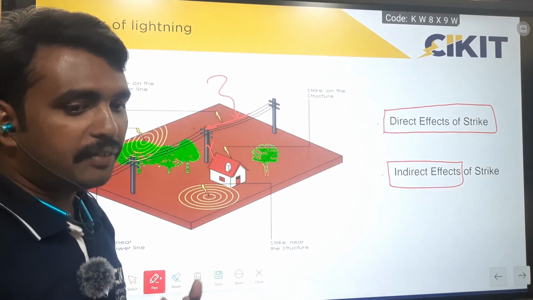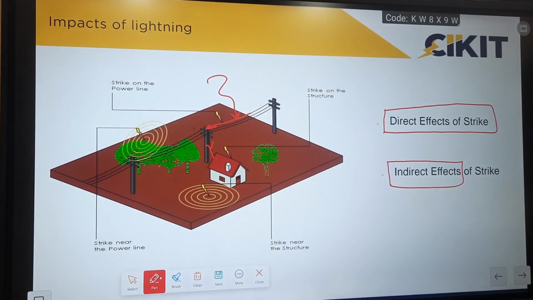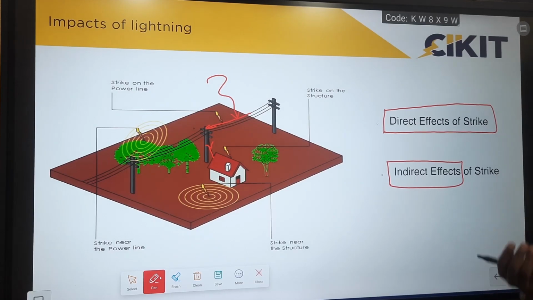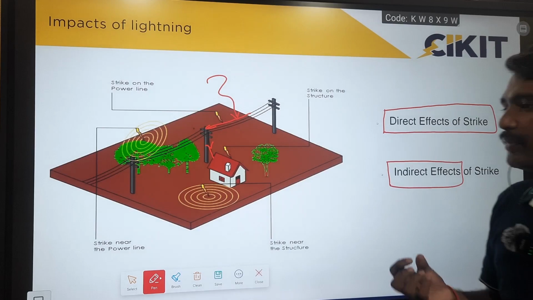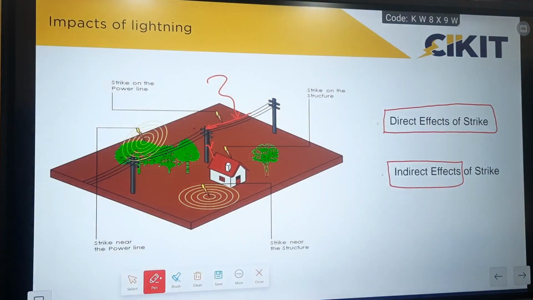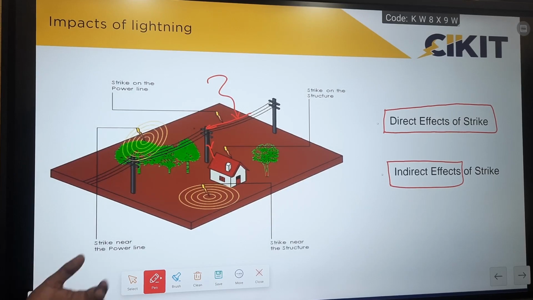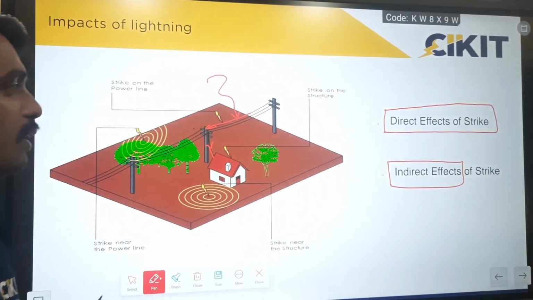If you take these indirect effects, they will be very severe in hospitals and in places where explosives are stored. For example, in a hospital, the failure of electronic equipment will result in loss of human life, so that is very severe. At the same time, in structures where we are storing explosive materials, if there are any sparks due to the failure of electronic equipment, it may result in a huge explosion. So the indirect effect is also very severe according to the site we are facing.